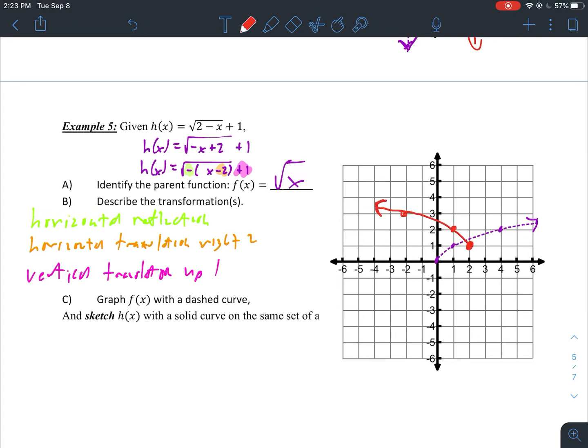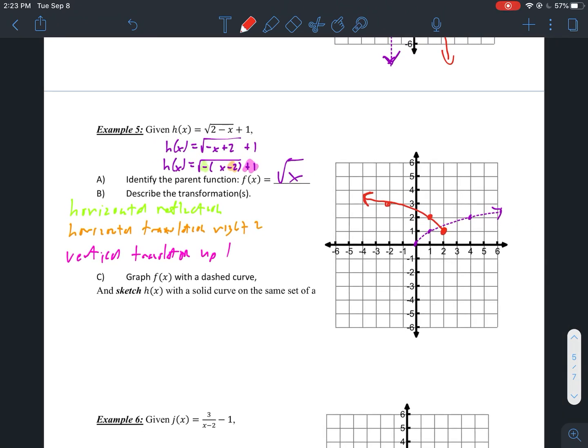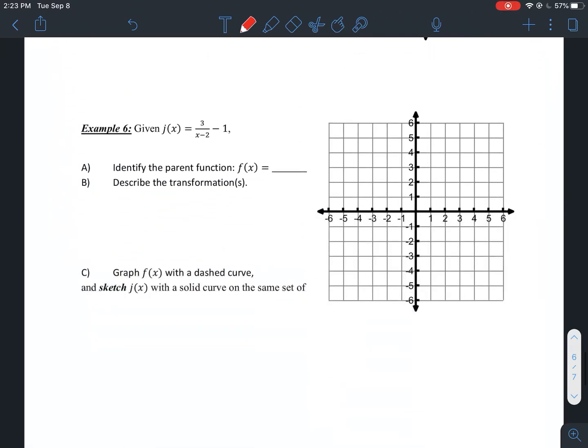Again, what you can always do is just take x's, plug them in, and get y's back. So if you put 1 into that equation, you would get root 1 plus 1, which is 1 plus 1 or 2. And that's where I got 1, 2 from. Once again, if you want to pause the video and try 6, you're welcome to do so.